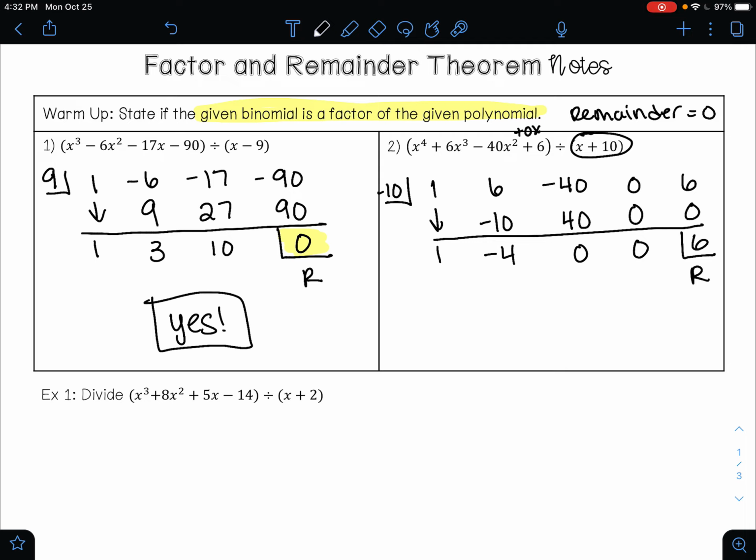We want to know if x plus 10 is a factor of this polynomial, and we got a remainder of 6. Because our remainder is 6, our answer is no. It can only be a factor if it goes in evenly. It only goes in evenly if your remainder is 0. So that's just going over how we learned about synthetic division last class.